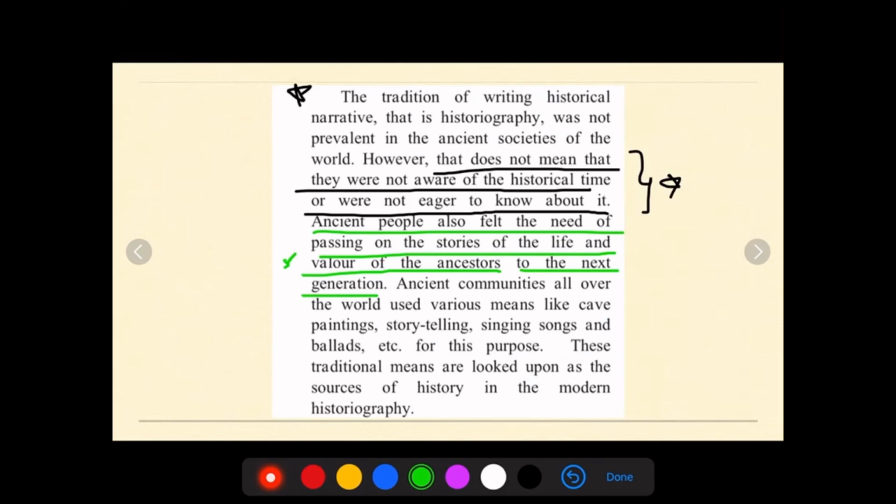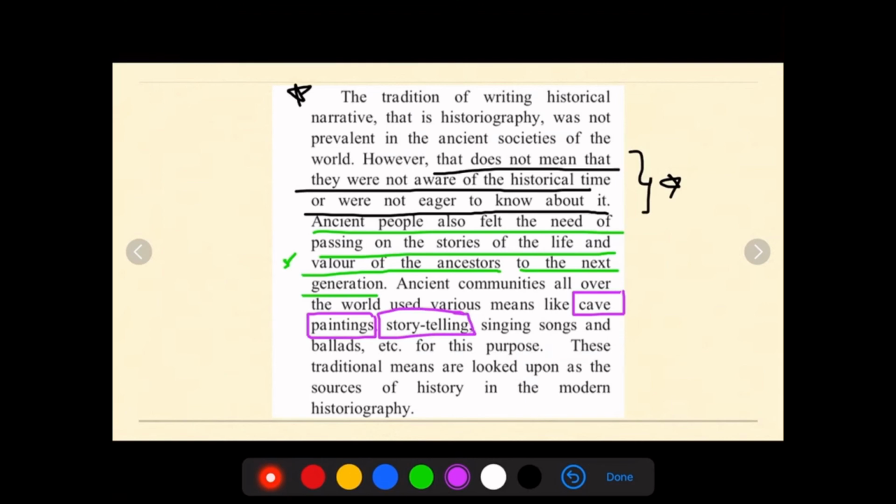So how did they pass the stories? Ancient communities all over the world used various means, like cave paintings. By cave paintings they used to depict a picture, and from that picture they used to tell the next generation that this happened, then that generation used to tell the next generation, and so on. The process was going on. So cave painting was one medium.